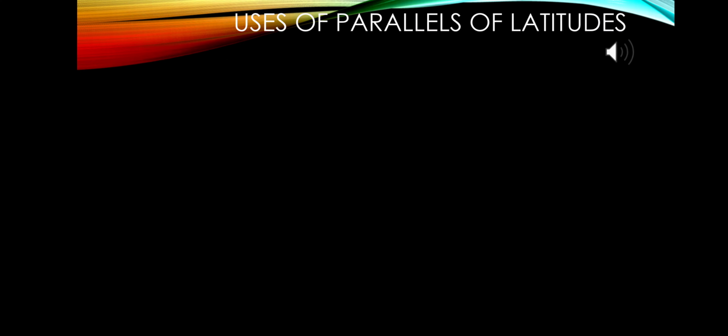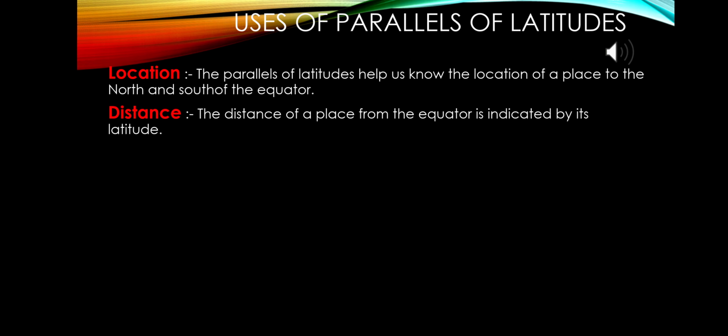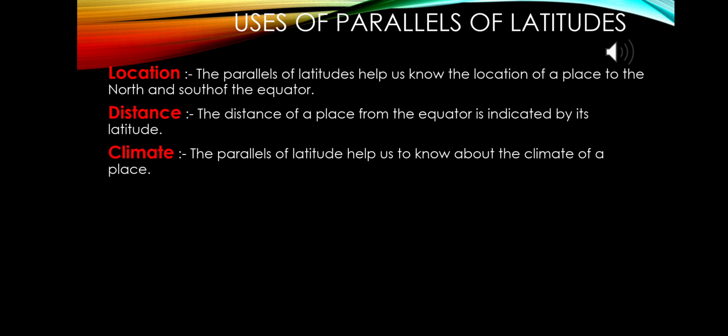Now we will discuss the uses of parallels of latitude. First, with the help of the parallels of latitude, we can locate a place north or south of the equator. Next, we can easily measure the distance of a place from the equator with the help of the latitude. Next is climate. With the help of the parallels of latitude, we can easily identify the climate of a place.